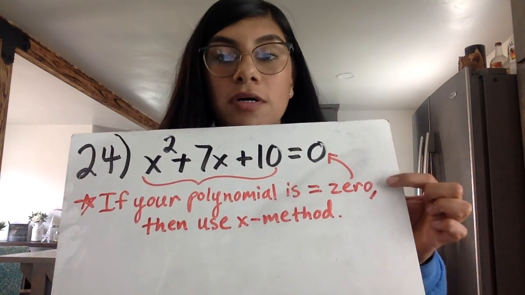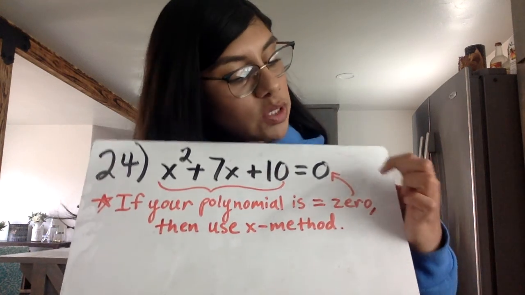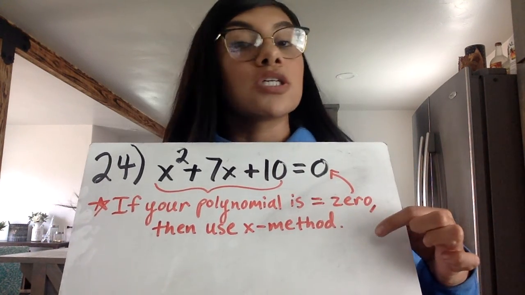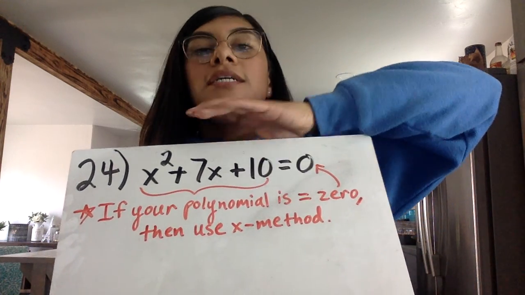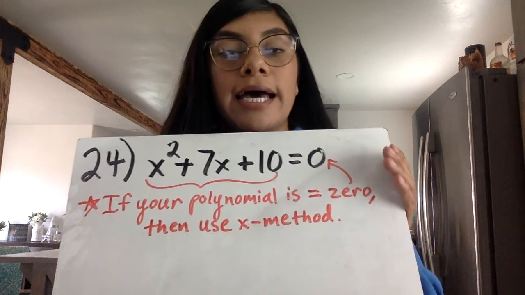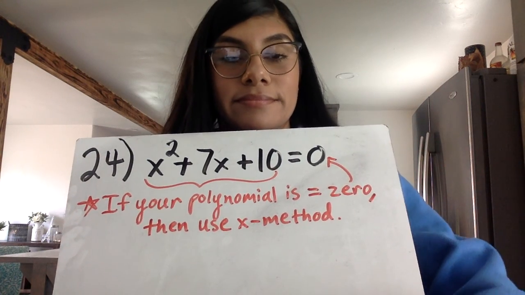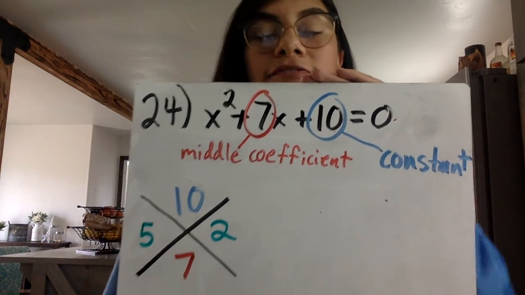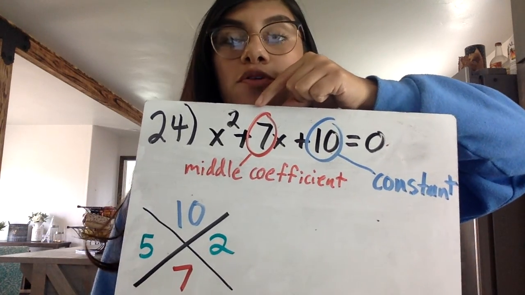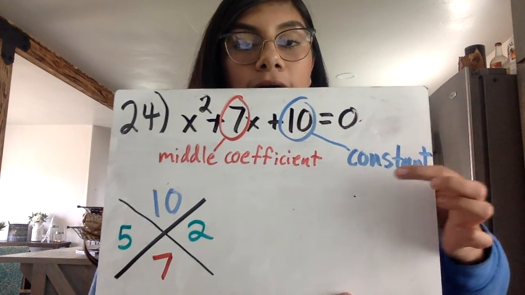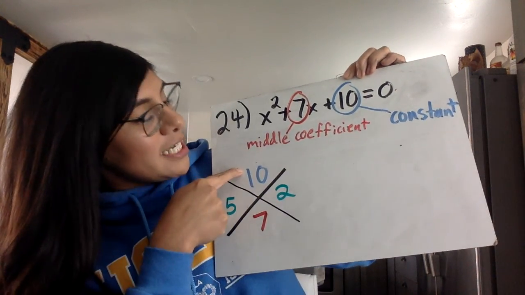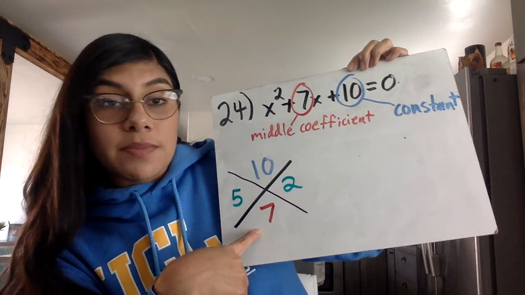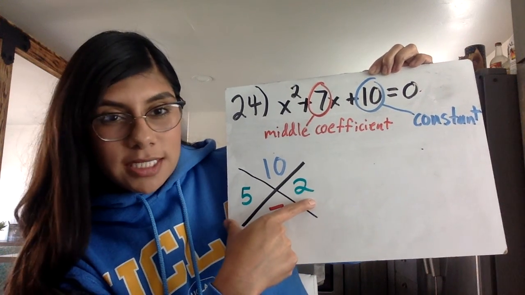If your polynomial is equal to 0, so you see a 0 at the end, then just go ahead and use the x method. I'm going to pretend that I don't even have this here, and focus on the polynomial. This is what the problem would look like once I set it up for the x method. I identify my middle coefficient and my constant. I place my constant at the top of the x and my middle coefficient at the bottom.